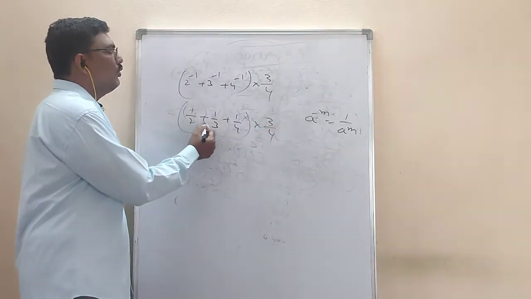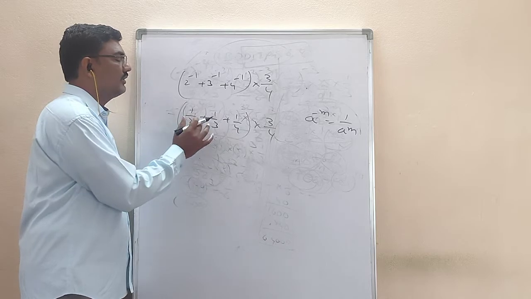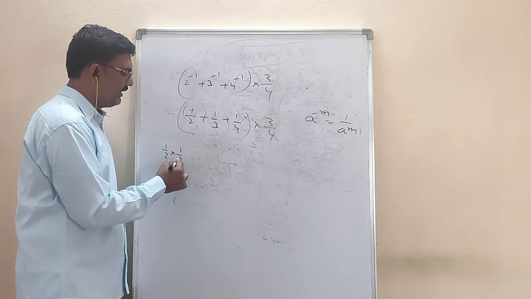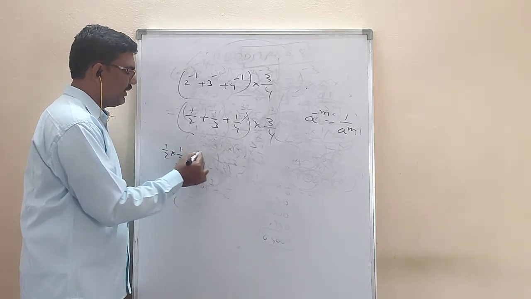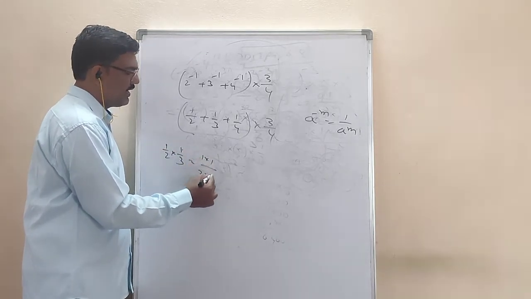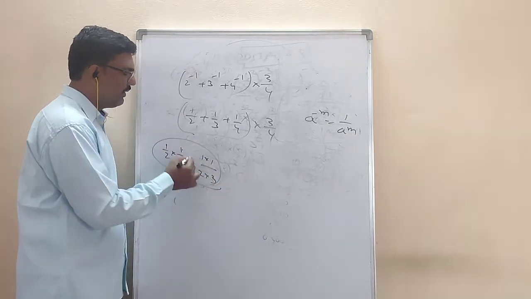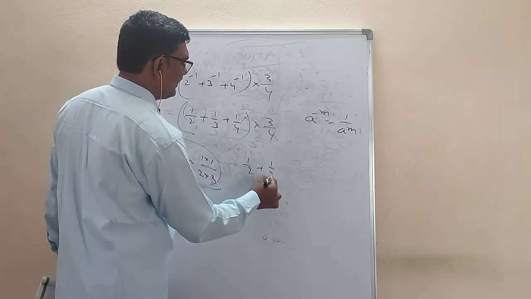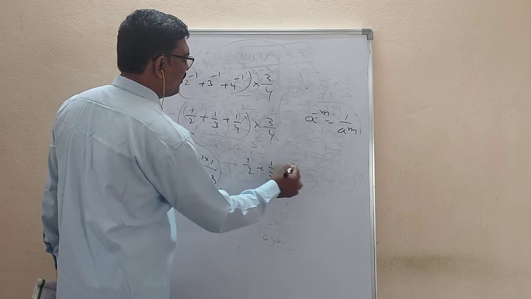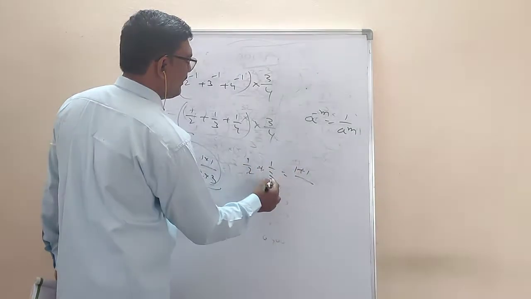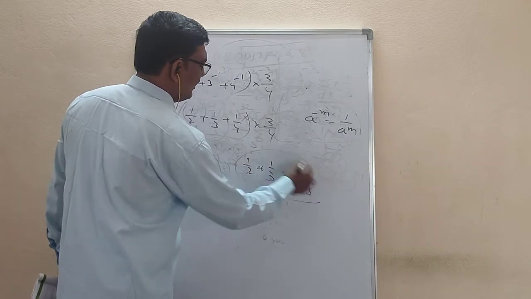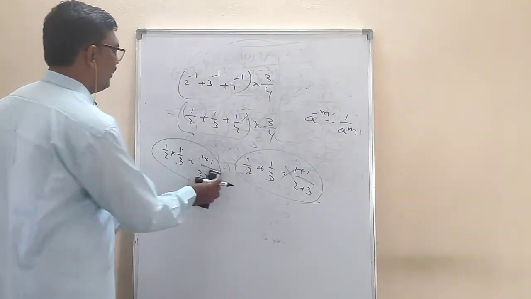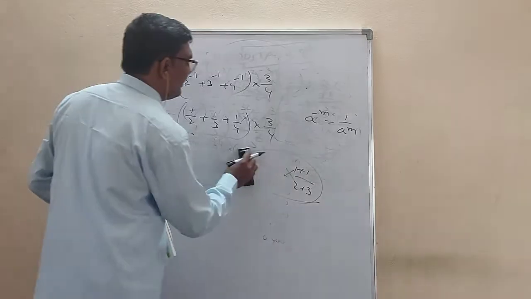Next, how to do it? LCM. Addition. For multiplication only, 1 by 2 into 1 by 3, numerator into numerator, denominator into denominator. This is only for multiplication. For addition, 1 by 2 plus 1 by 3, if you write numerator plus numerator, denominator plus denominator, you will fail in the examination. It is wrong. Okay. So what you have to do is take the LCM here.